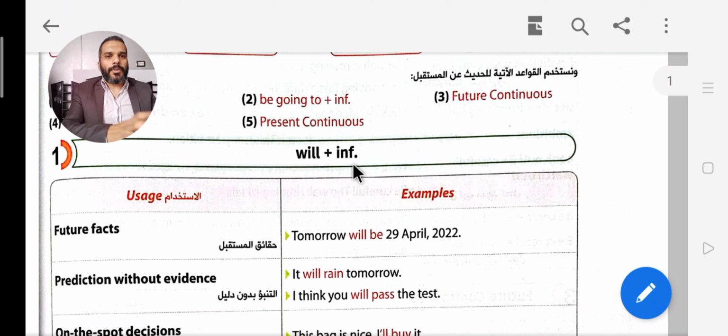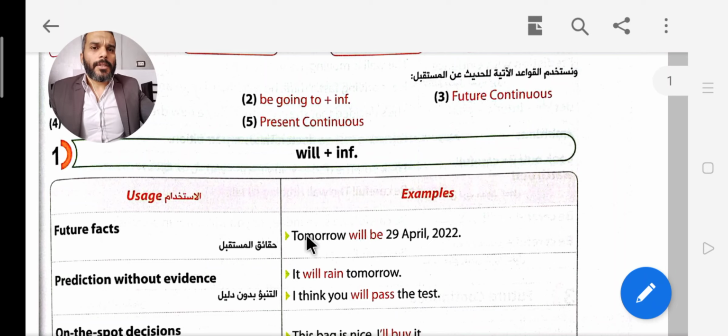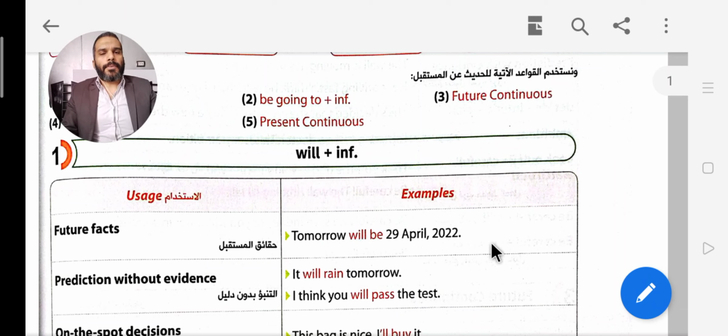Will is followed by infinitive, the bare verb. We use will to express future facts. For example, tomorrow will be 29th April 2022. Another example, next month my brother will be 16. This is a future fact. Future fact means something will surely happen in the future. You have no choice. It will surely happen.